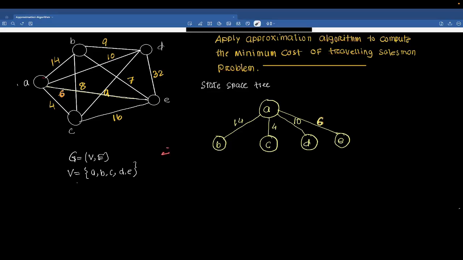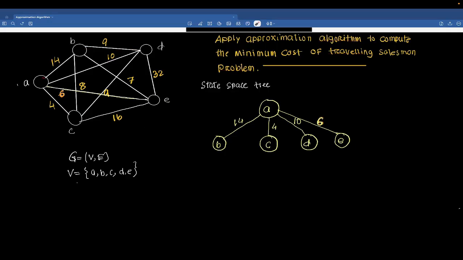In this video, we are discussing the traveling salesperson problem using approximation algorithm. For that, a graph G is taken with vertex V and edges E. The various vertices are A, B, C, D, E, and the edges are shown in the given graph.